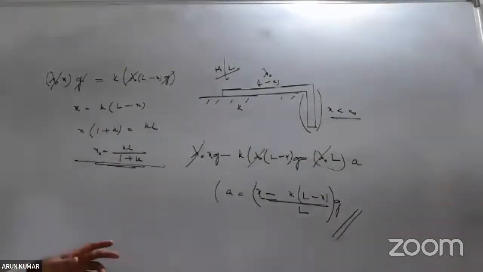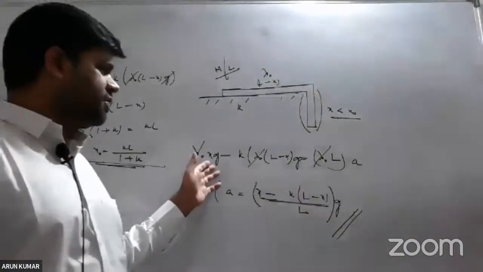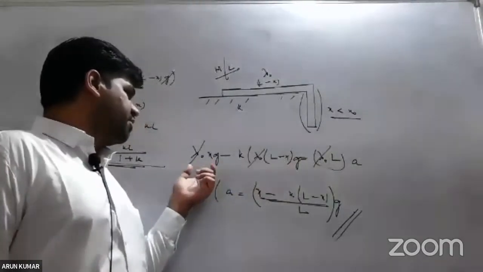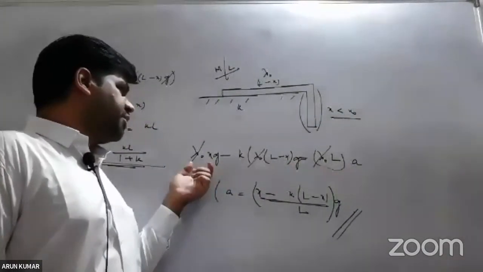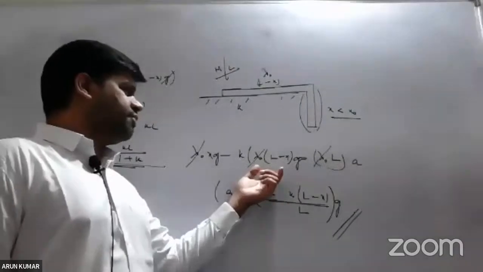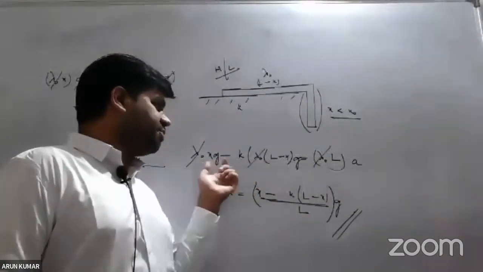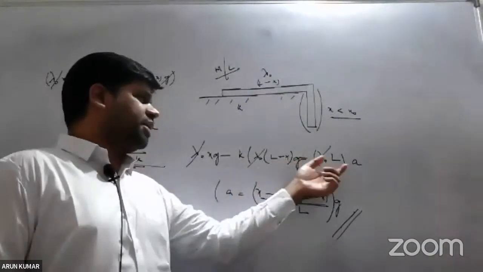Is it clear, students? What did I do basically? I have just written F is equal to ma. Net force equal to mass into acceleration. What is the net force? Mg over here, mu mg is the friction, kinetic friction. Supporting force minus opposing force is equal to mass into acceleration.